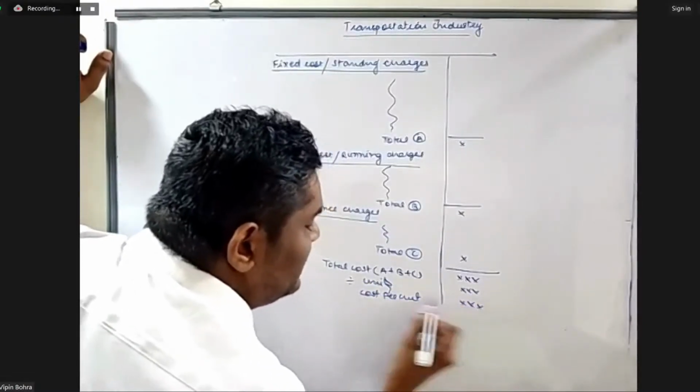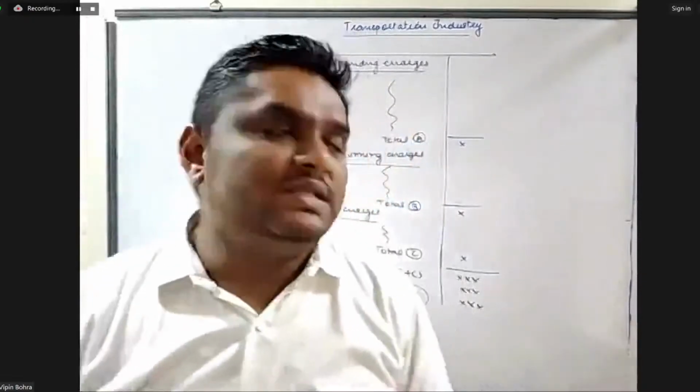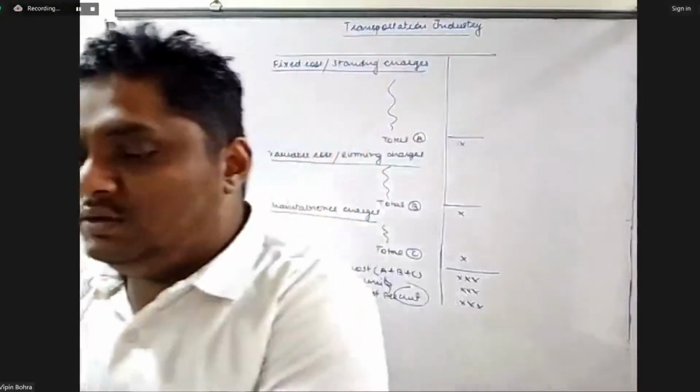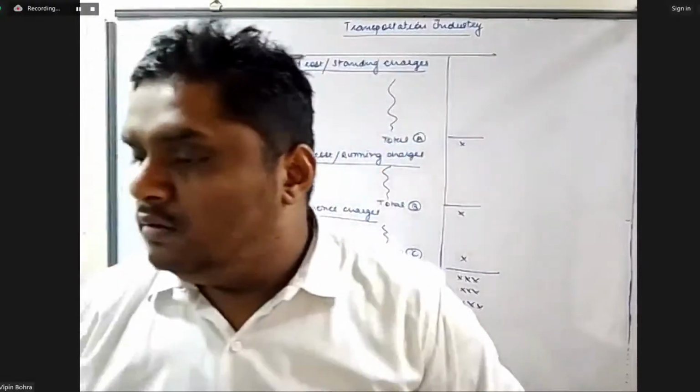It can be either single unit or composite unit. It can be either passenger kilometer, ton kilometer, anything. So this is the basic format of service cost sheet. So we'll be following this format for the transportation industry.